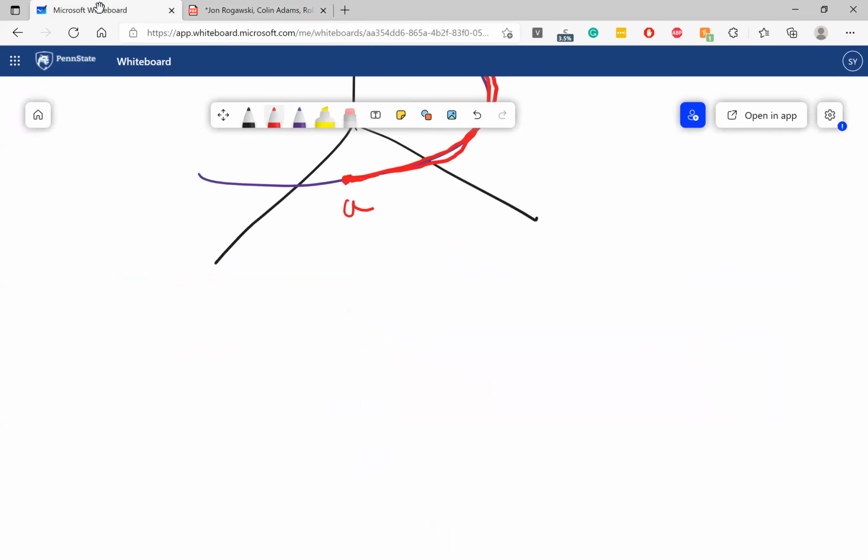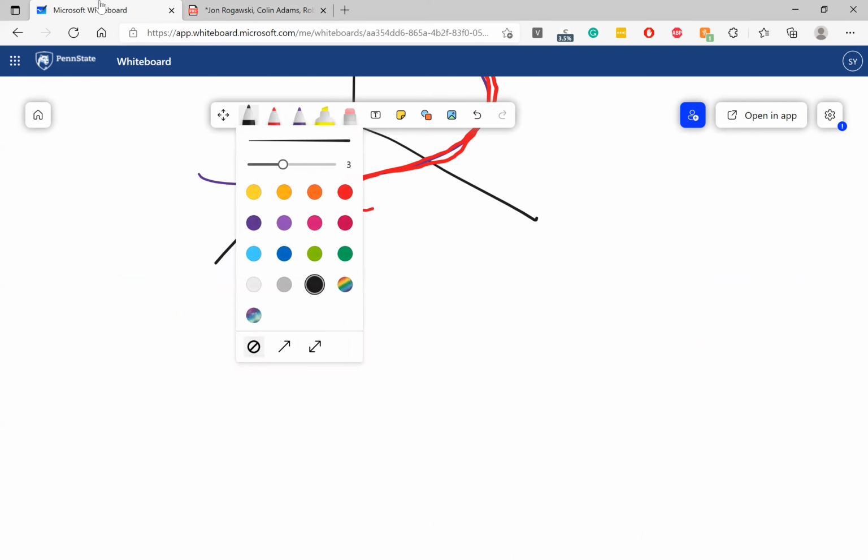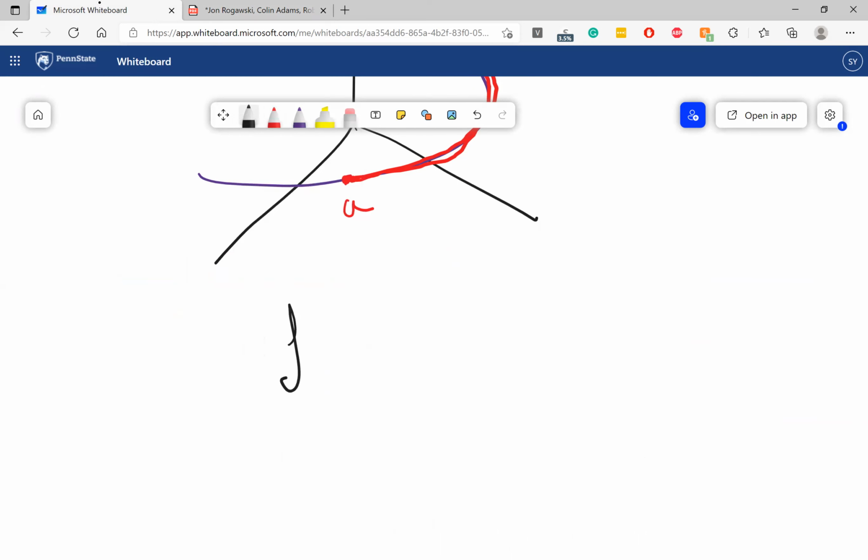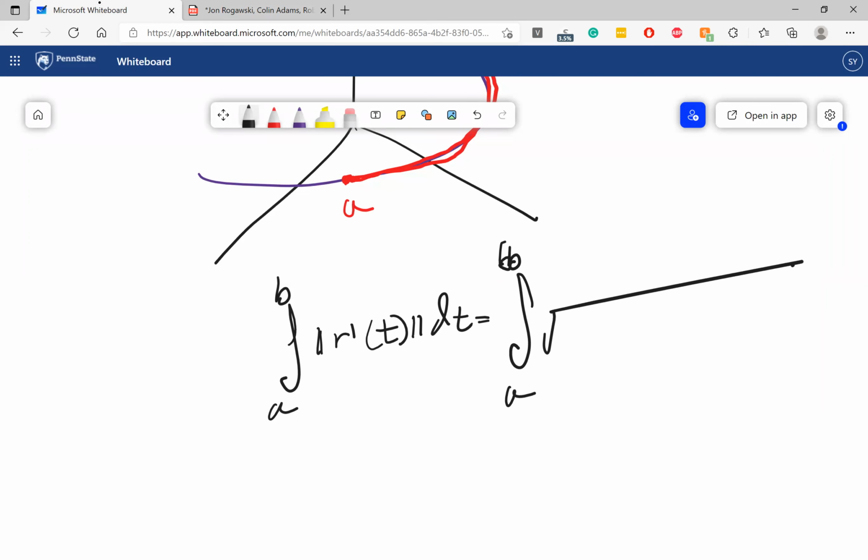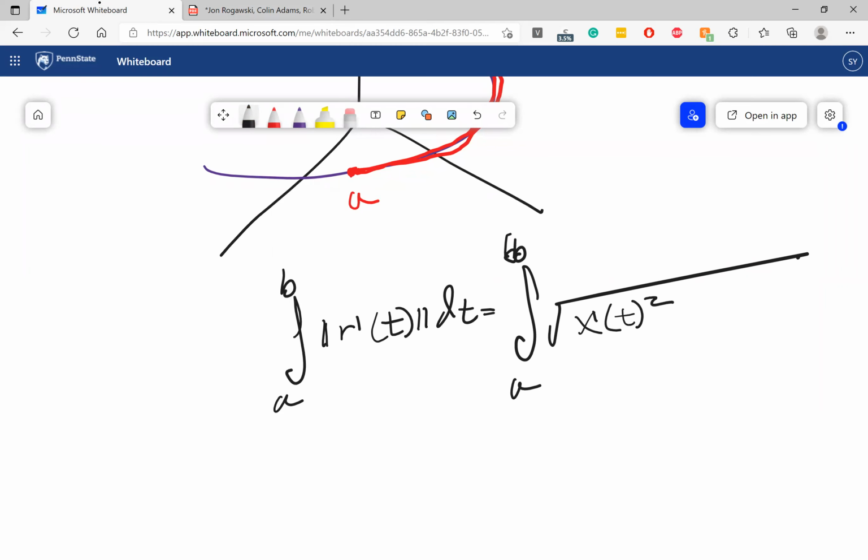So again, the formula is the integral from A to B of the magnitude of r prime of t dt, which when you actually are computing it is going to be the square root of x prime of t squared plus y prime of t squared plus z prime of t squared.